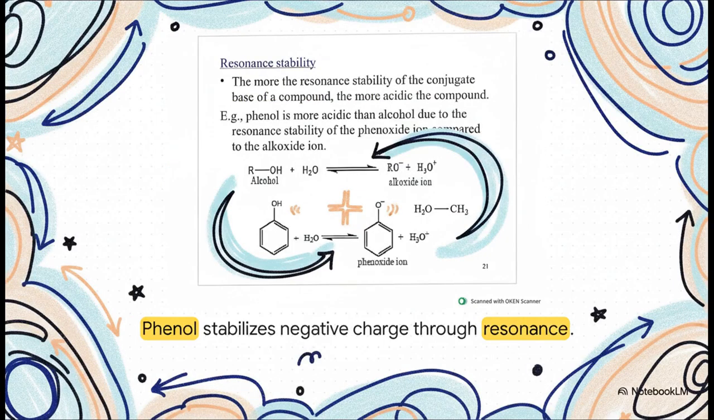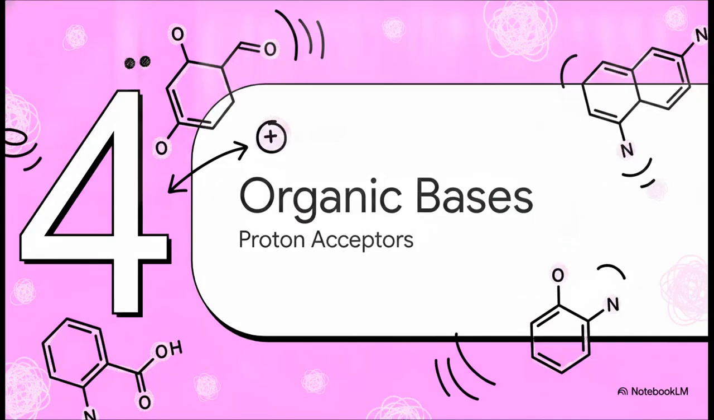Finally, resonance. A standard alcohol loses a proton easily enough, but phenol? Phenol is a much stronger acid than your typical alcohol. When phenol loses its proton to form a phenoxide ion, that negative charge doesn't just sit stuck on the oxygen. It gets shared or delocalized all around that entire benzene ring through resonance. This incredible distribution of charge proves it once again. Stability is king.